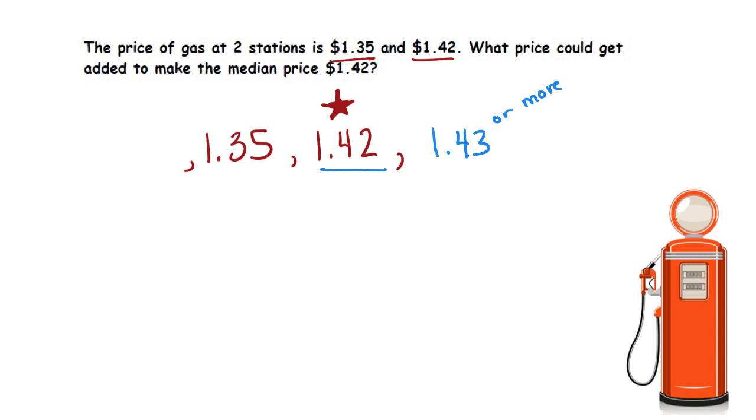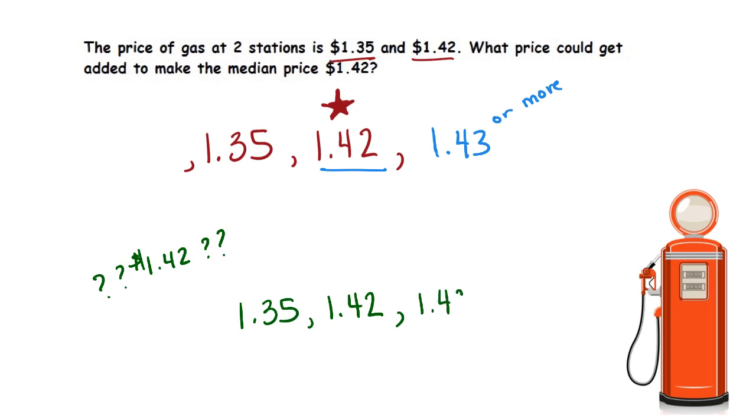Now I'm really going to challenge you to think right here. If we added another $1.42, would that produce a median price of $1.42? Well, let's look. 142. Maybe this one will work, maybe it won't. If we add that in, we still have 135 as our minimum. The original 142 is going to go here, but the next 142 is just going to go next to it, and it can't go anywhere else. So even $1.42 would work, keeping that original $1.42 right in the middle.